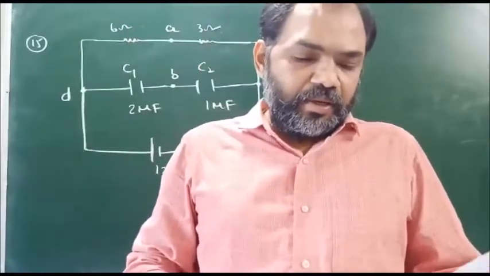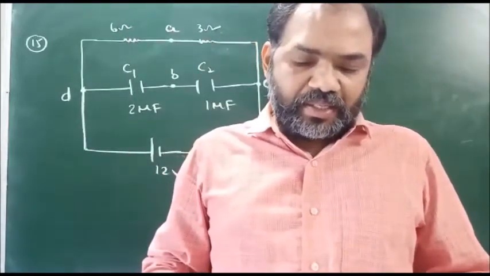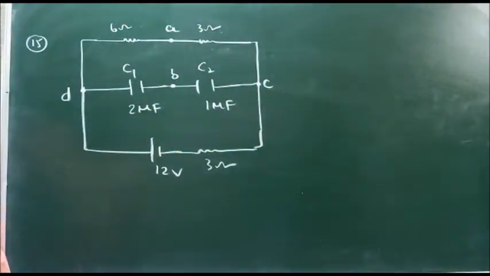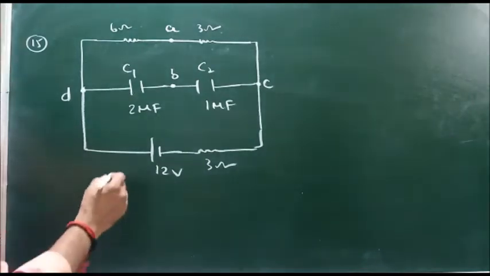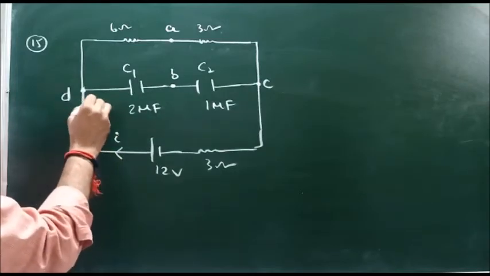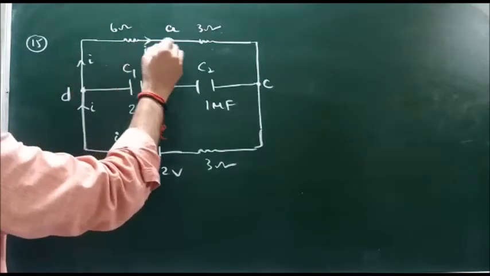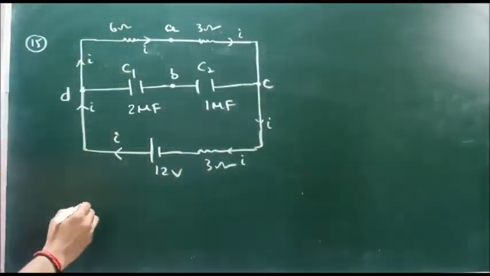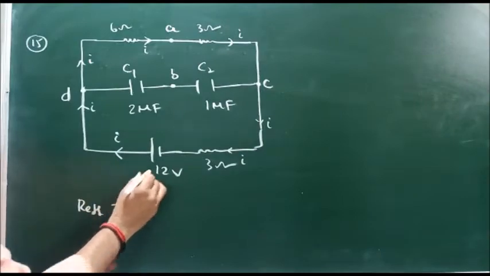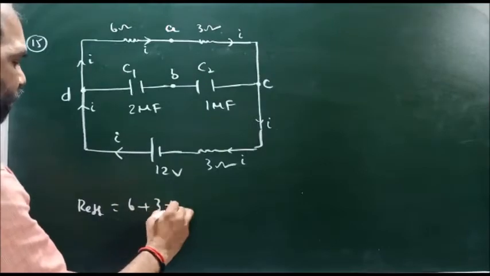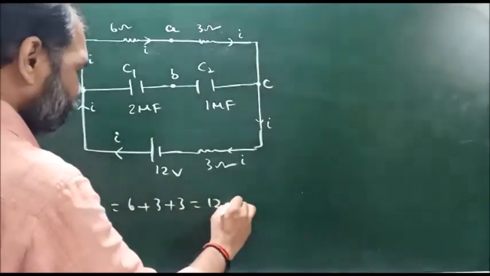Question number 15. What is the charge stored on each capacitor C1 and C2 in the given circuit? At the steady state in the given circuit, current can travel only through the resistors from the battery. Let I be the current coming from the battery, then in the steady state this current travels like this through resistors only. In this case, all these resistors are present in series combination. That's why the effective resistance is 6 plus 3 plus 3, that is equal to 12 ohms.